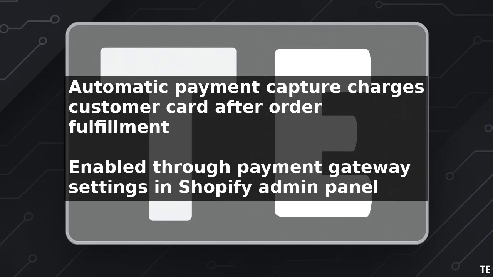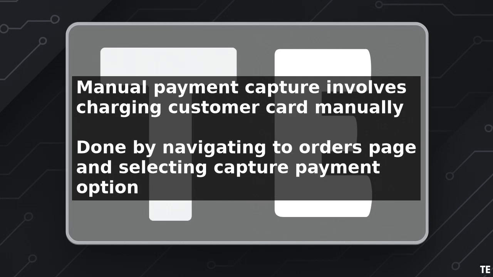Now let's discuss manual payment capture. This is when you manually charge the customer's card after the order has been fulfilled. To do this, navigate to the Orders page in your Shopify admin panel and find the order you want to capture payment for. Click on the three dots at the right side of the order and select Capture Payment. You will then be prompted to confirm that you want to capture the payment. Check the box to confirm and click Capture Payment. The payment will then be processed and the order status will be updated.